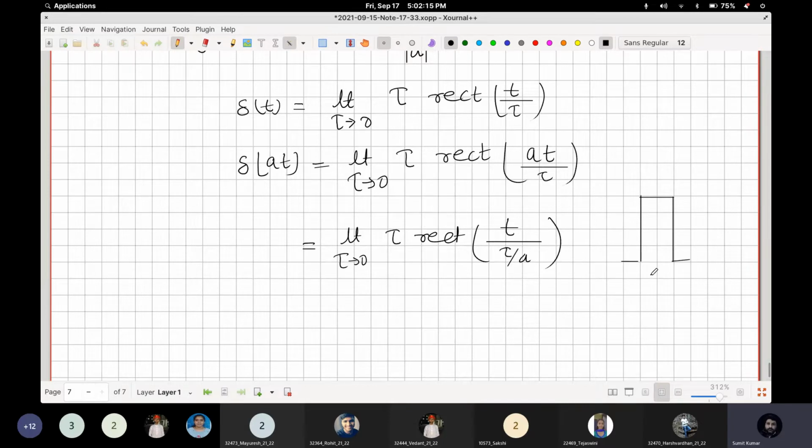And what is going to be this point? Initially it was tau by 2. Now it is going to be what? Minus tau by 2a, and here it is going to be tau by 2a. Is that clear? And height is still going to be 1 by tau only. So what is the area of this rectangle? Can anybody tell me?